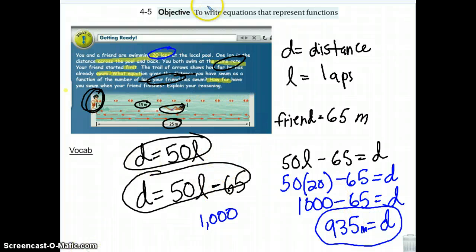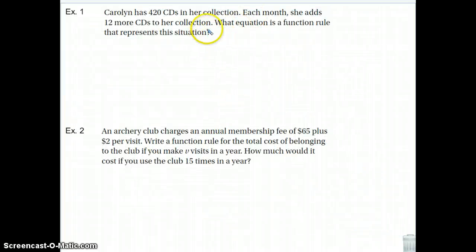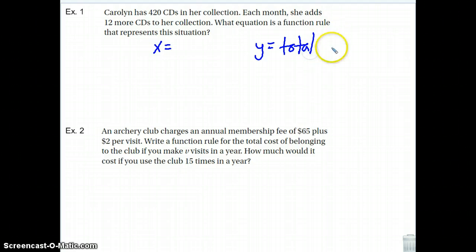Let's try another one. Carolyn has 420 CDs in her collection. Each month she adds 12 more CDs to her collection. What equation is a function rule that represents this situation? So I'm going to use x and y as my two variables. Y is going to equal my total number of CDs because that's what we're trying to figure out. So total number of CDs.